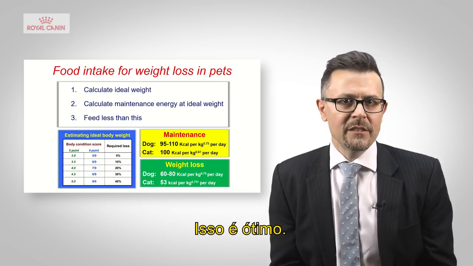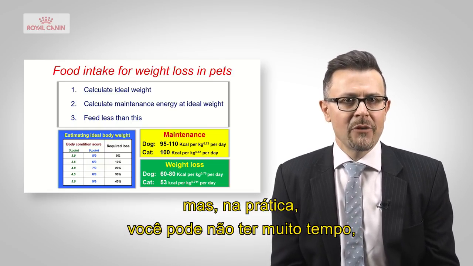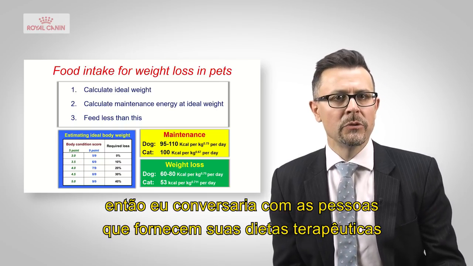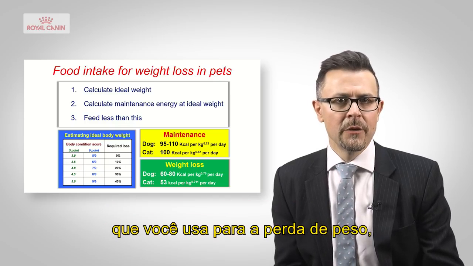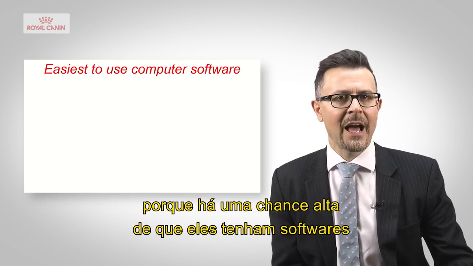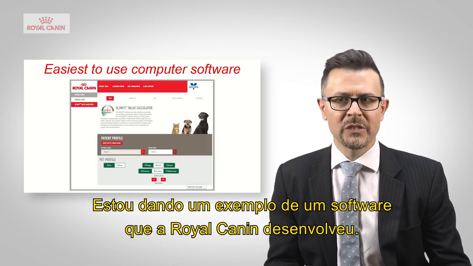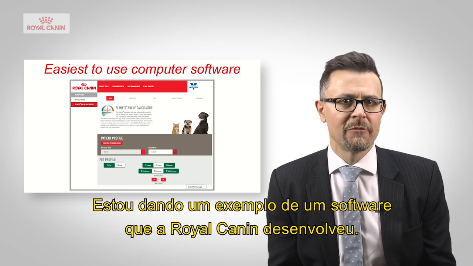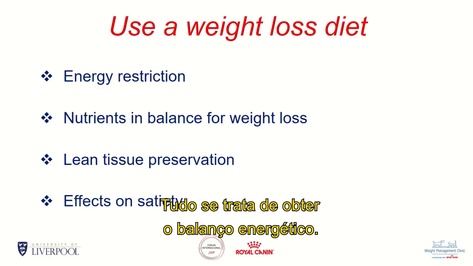Now, that's great. That at least is the principle. You need to understand that. But in practice, you may have limited time. So I would speak to people who supply your therapeutic diets that you use for weight loss, because there's a fair chance that they will have some computer software that will make your job easy. I'm just giving you one example here, some software that Royal Canin have produced. So the first rule, remember, is everything is about getting the calorie balance right.